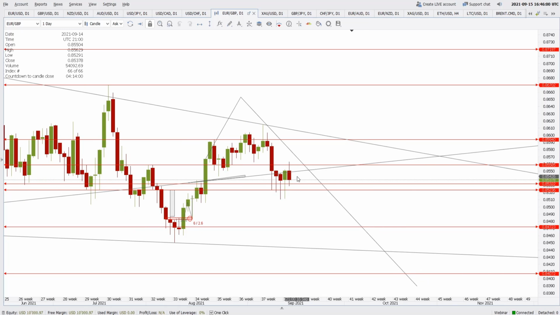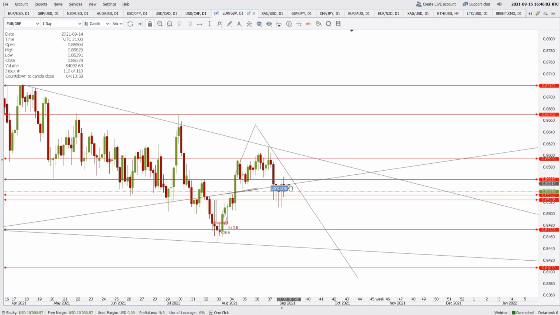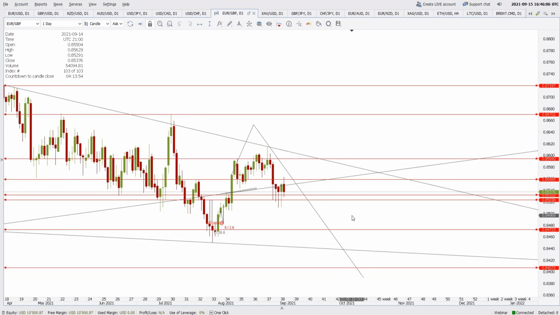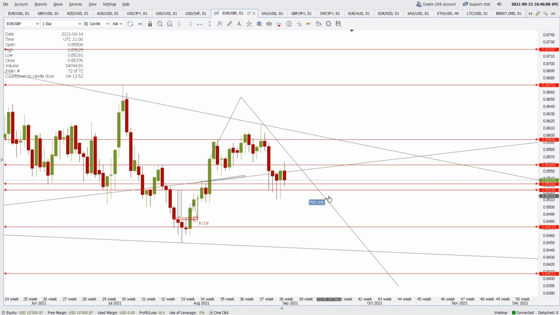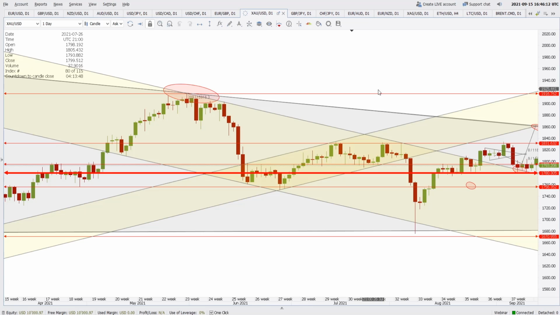So we need a breakout in either direction, either down or up, for further confirmation of where the price is going to be. As of now, there is no trade in the EURGBP.